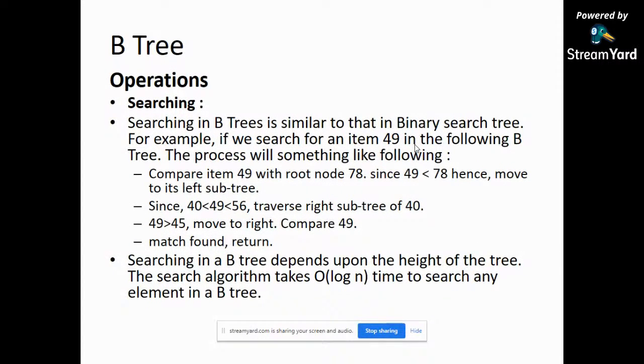So compare item 49 with the root node 78. Since 49 is less than 78, move to its left subtree. 49 is in between 40 and 56, so traverse the right subtree of 40. Then 49 is greater than 45, move to the right. Compare 49, match found. In this way, searching is done. Searching in a B tree depends upon the height of the tree. The search algorithm takes O of log n time to search any element in a B tree. So this is very important. Searching time is quite less as compared to other trees.